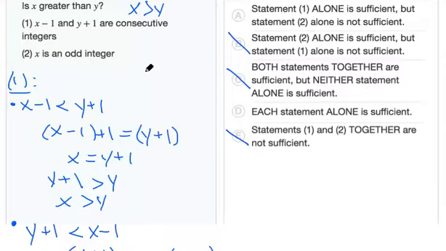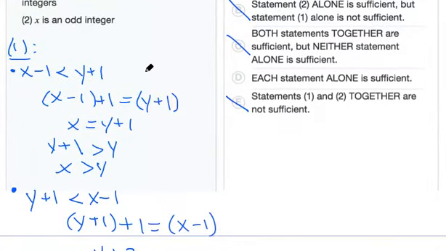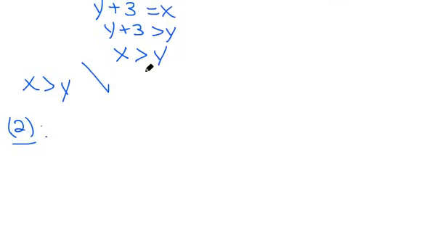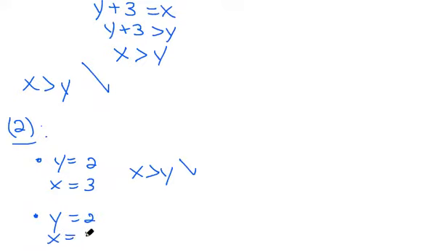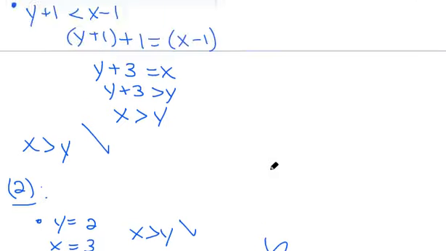We can pick some examples. We don't know whether x is greater than y, just given that x is an odd integer. So an example would be if, say, y is 2 and x is 3, then x would be greater than y. But if y is 2 and x is 1, x is still odd, and x would not be greater than y. So because of this, this entire statement is not sufficient. We don't have enough information.